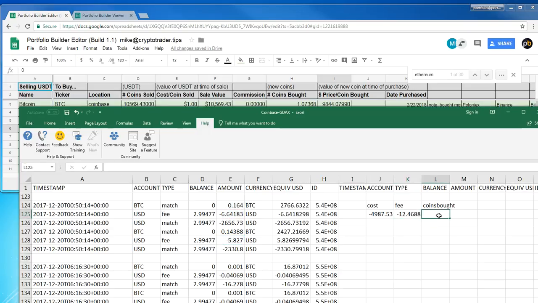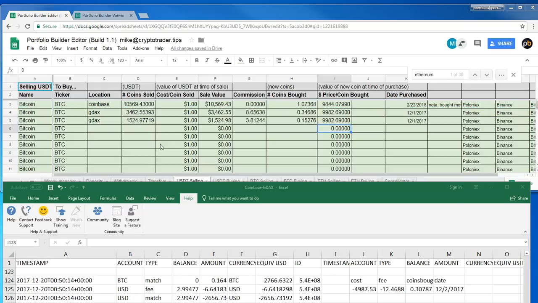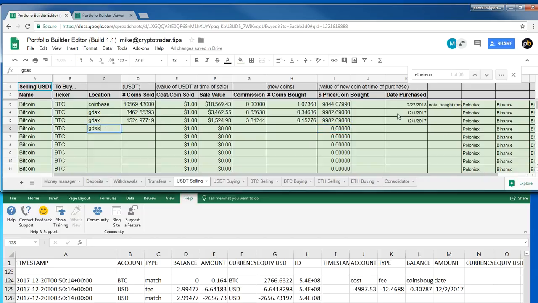And the coins bought equals sum, and I can grab these two amounts of Bitcoin purchased. And if I want to record the date, I could put it over here in my notes. 12/2/2017. And again, I'll come up to the spreadsheet and start to enter the trade.